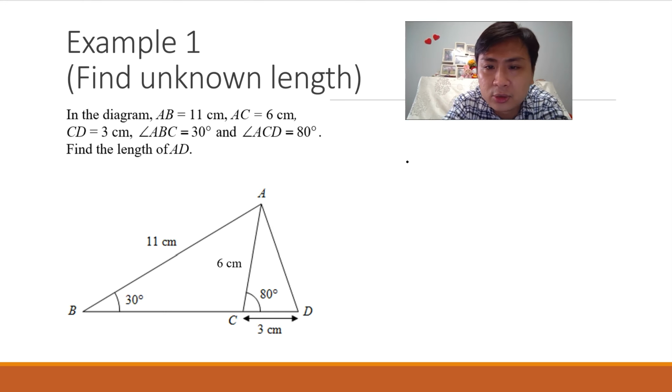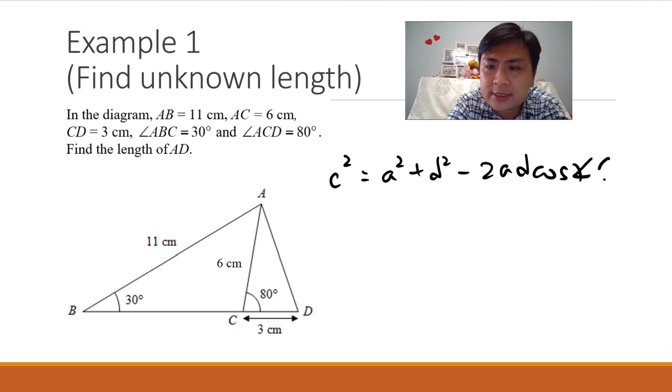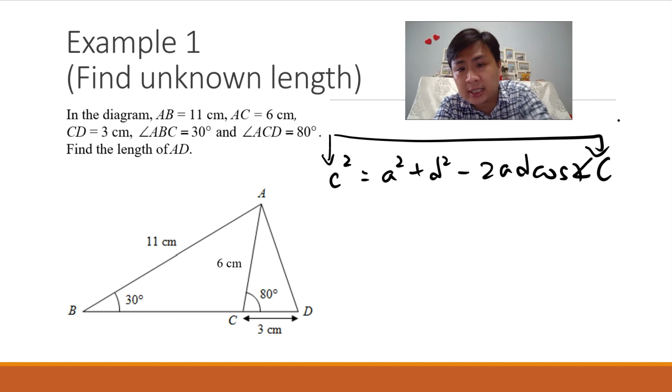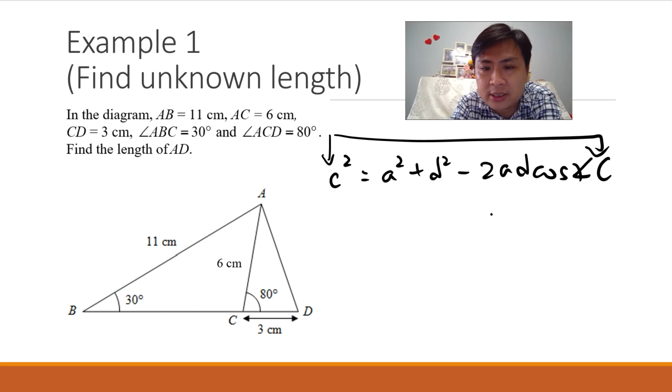The unknown length formula will be in this manner: c squared equals a squared plus d squared minus 2ad cosine angle C. Notice that the unknown length is furthest away from its match angle C. How do I get all this a, b, c, d? Basically, the length that's opposite the specific point will be called length c. This length over here, AC, is called length d, and this length opposite point A will be called length a.